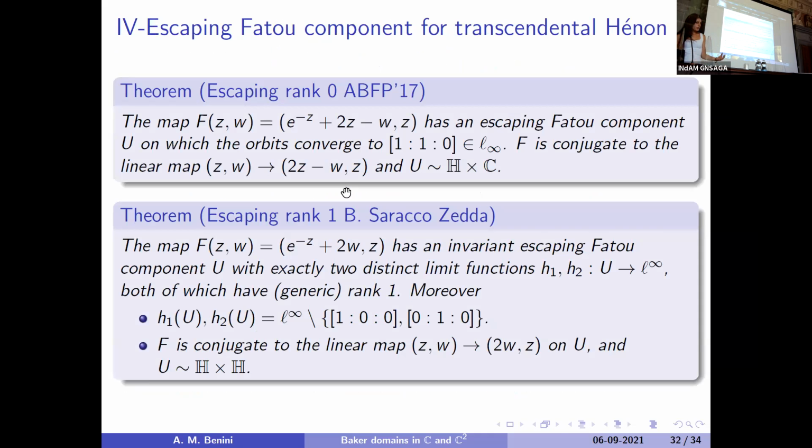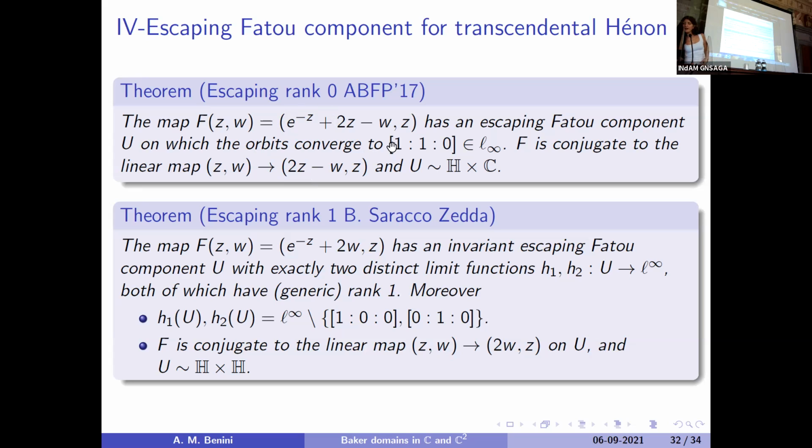And what happens when you now go to escaping components? So our talk was supposed to go, this is basically the last slide. So give me just 1 minute and I will be done. So what is happening when you allow the limit functions to go not to a finite part of the boundary of your Fatou component, but to go to the part of the boundary which is at infinity. In that case, you can actually construct these rank 1 limit functions with explicit examples, which are transcendental perturbations of the very basic examples that I gave you in the first slide.